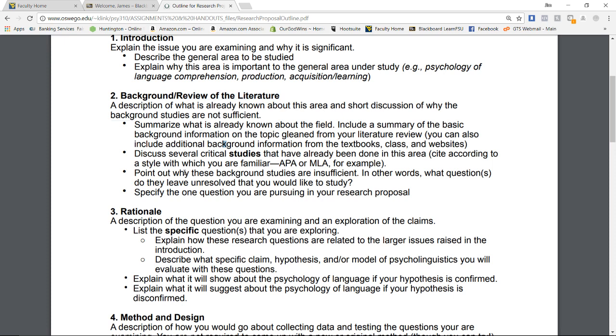You're simply going to discuss the information that you have found in your research and why it's pertinent, why it's important to understand it. Okay, remember you're using MLA. Okay, not APA, MLA. Point out why the background studies are insufficient. In other words, what questions do they leave unresolved that you might be able to fill in the blanks with? So that's kind of what that's talking about there. And then end it with specifying one question that you're pursuing in your research proposal.